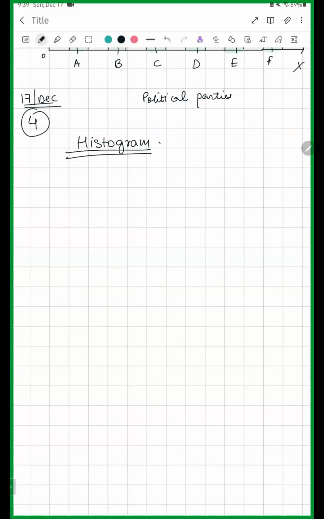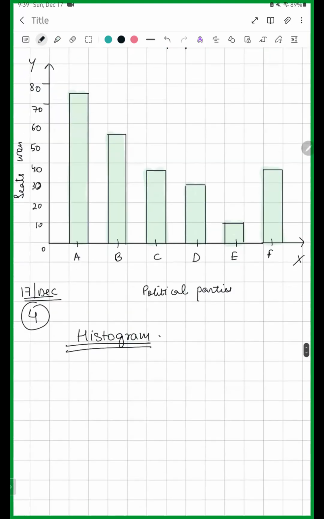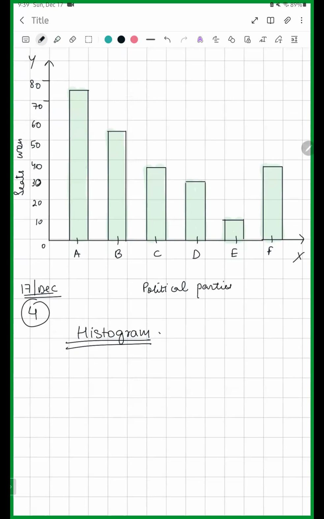So histogram. A histogram looks similar to a bar graph, but see the difference between a histogram and a bar graph. In a bar graph, all of the bars were of the same thickness, right? But in a histogram, it's not like that. The thickness can be different. It can be the same also, and it can be different also.